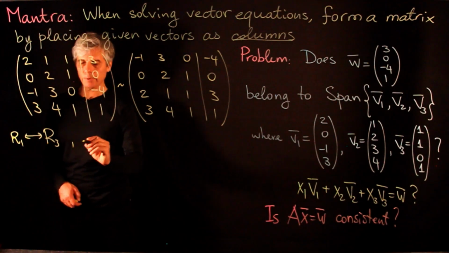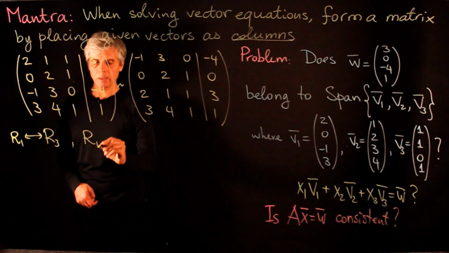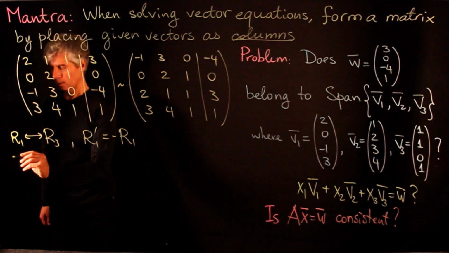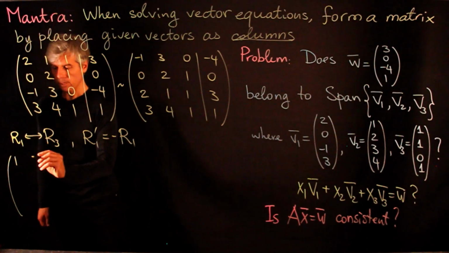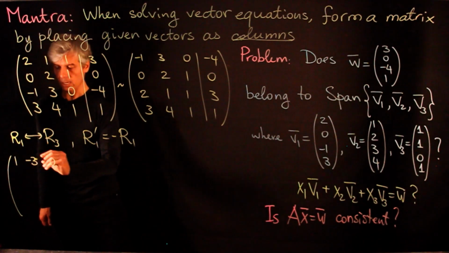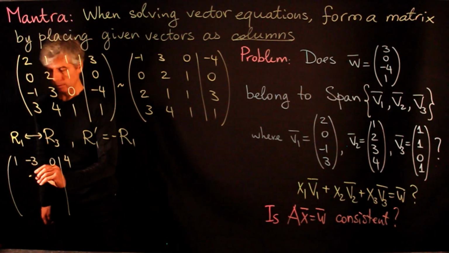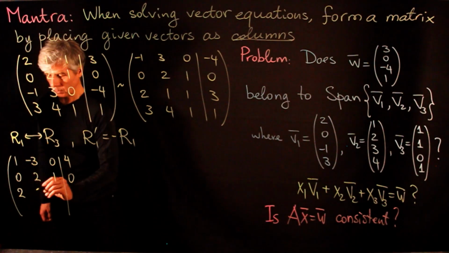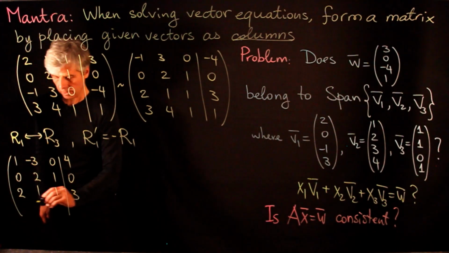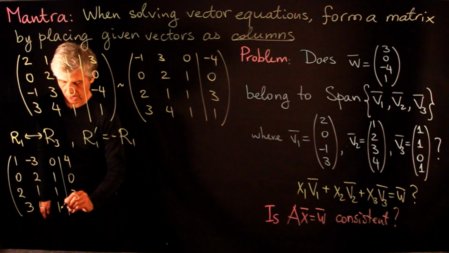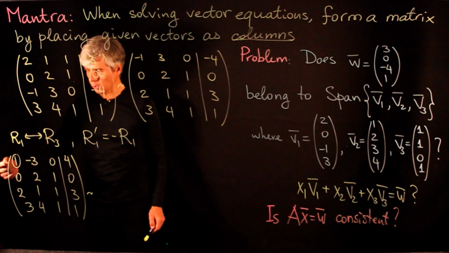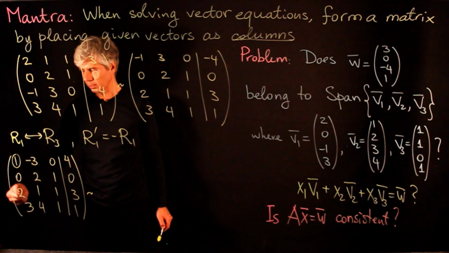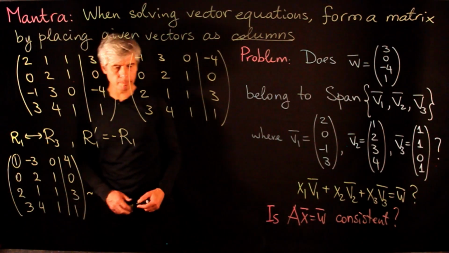So then the next step is I'm going to multiply the first row by -1. So then the matrix becomes 1, 3, 1, -3, 0, 4, 0, 2, 1, 0, 2, 1, 1, 3, 3, 4, 1, 1. Now we've got a pivot in the top left corner, and we need to eliminate entries in the first column below the pivot.